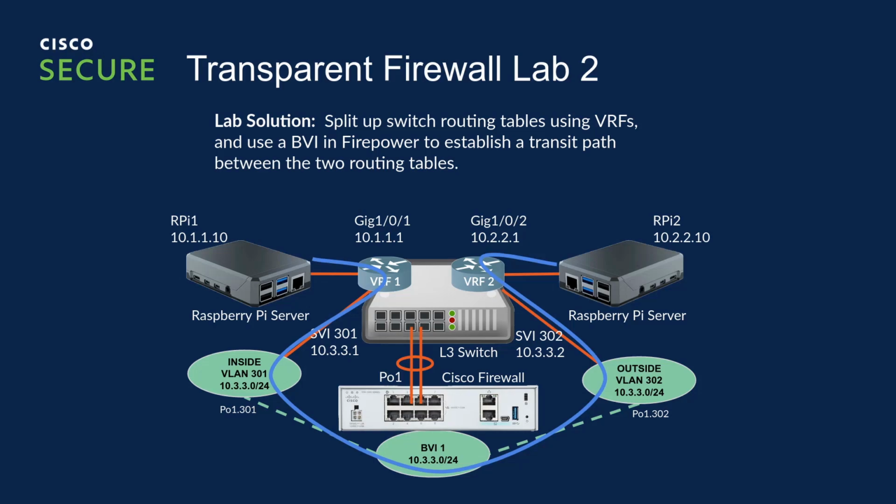Now we have to do the exact same thing for the reverse traffic. VRF2 has to have a route to the 10.1.1.0/24 network, and that needs to point to SVI 301 on the other side of the bridge. So we're using static routes in this example. Of course, you can use dynamic routing, and all the VRFs within this topology can communicate with each other via dynamic routing protocols to make this incredibly scalable and highly available. So let's show you how this is going to work in our lab.